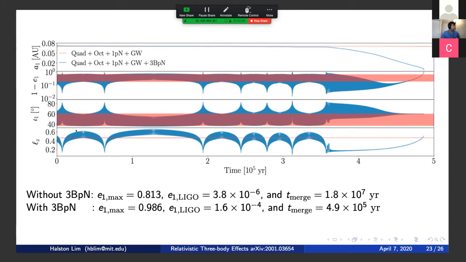And you can see the semi-major axis, the eccentricity, the inclination, and the LZ component, which I mentioned earlier. This is just one example, and I also did a population study to show that this is not an isolated case. There's actually a systematic effect going on here.